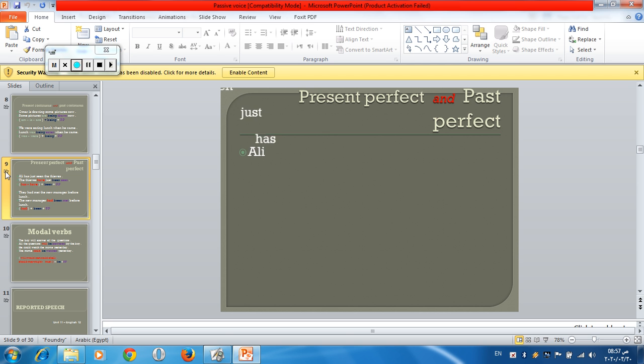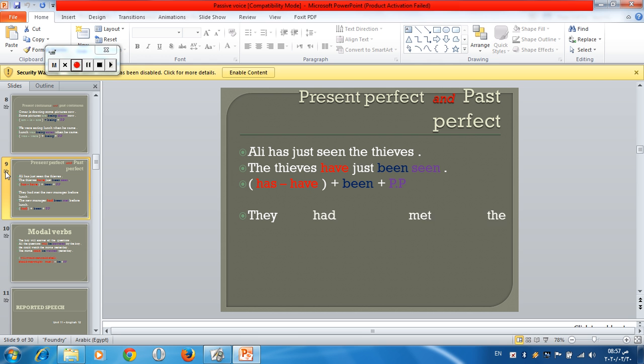For example, Ali has just seen the thieves. Ali has just seen the thieves. I want you to change it into passive. Yes, good. You have to start with the thieves. Excellent. The thieves have just been seen. Have or has, good, plus been plus past participle. This is the present perfect. What about the past perfect?